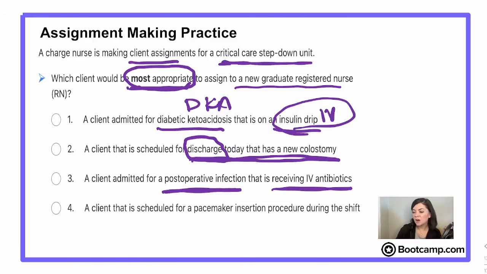And then the very last option is a client scheduled for a pacemaker insertion. And once again, that's going to require a lot of education. Also, this client's going to be at high risk when they come back for, once again, complications related to the procedure. This includes arrhythmias, bleeding. So we're going to need to be closely monitoring that client's ECG reading to check their rate and their rhythm. So we would want a nurse with a lot of rhythm interpretation experience and cardiac experience.